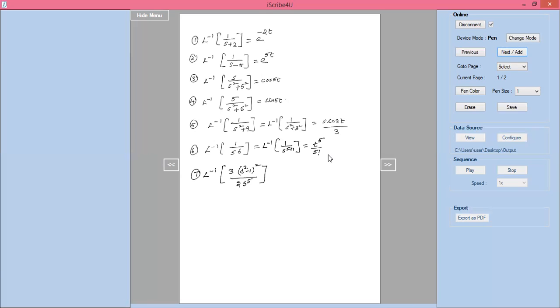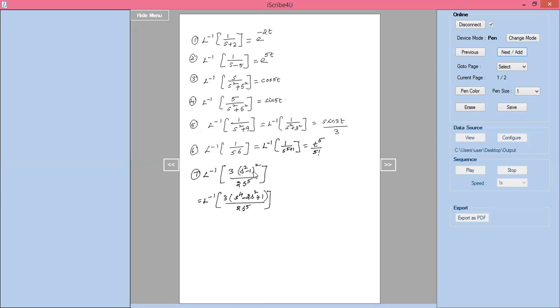First I can write L inverse of 3 into s square minus 1 whole square divided by 2 into s power 5. A minus b whole square formula I'm applying. s square minus 1 whole square is s power 4 minus 2 into s square plus 1. Understood what I'm doing here? So a minus b whole square is nothing but a square minus 2 into a into b plus b square.